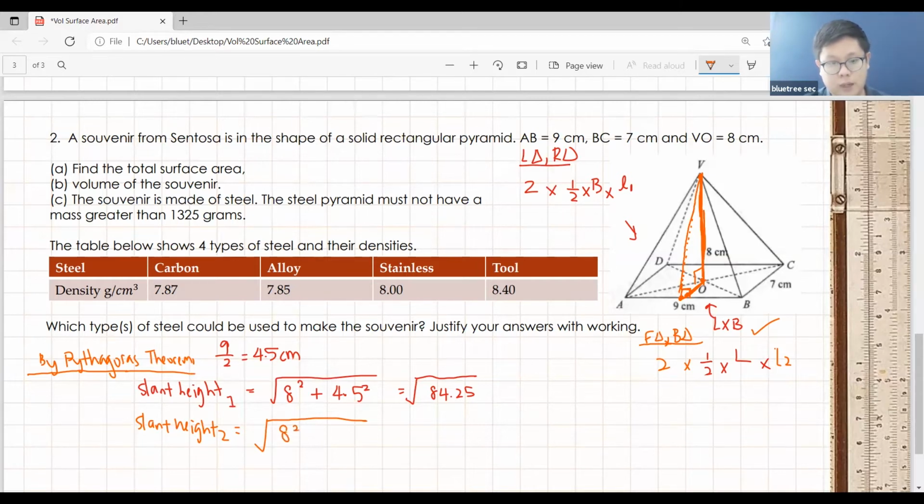So it's going to be 8 square plus half of the... It's no longer half of 9. Yeah?